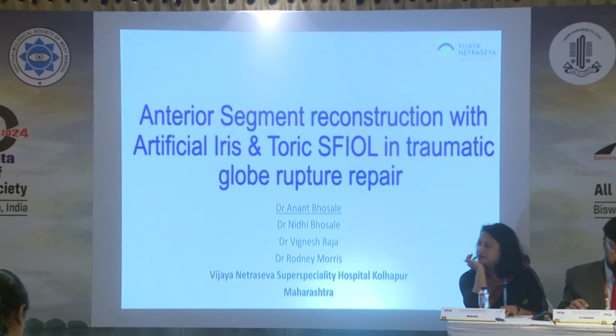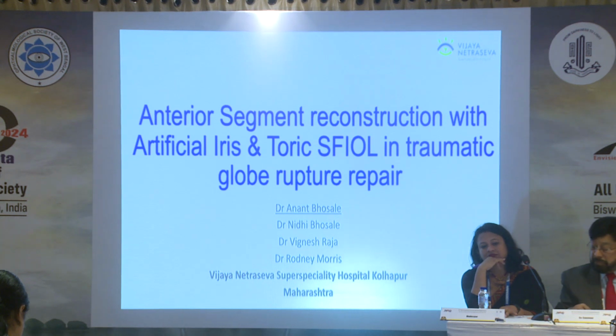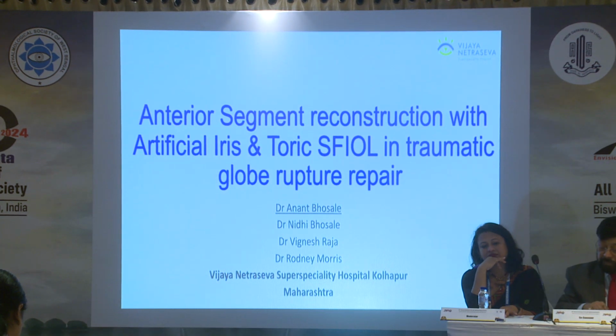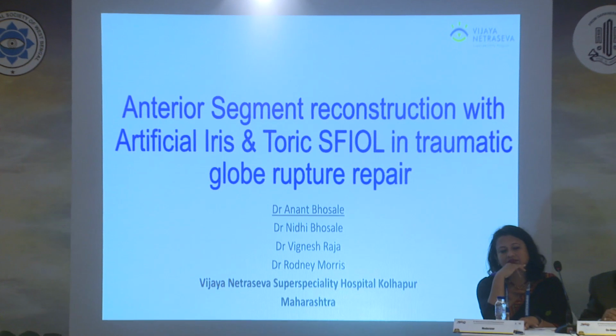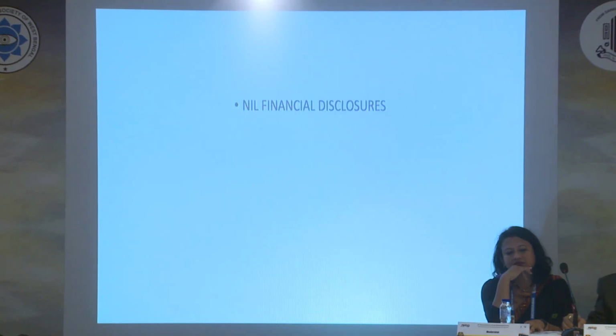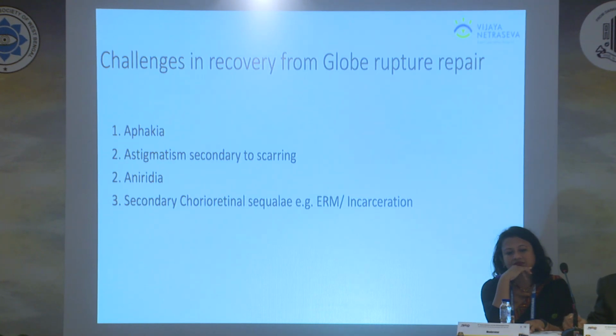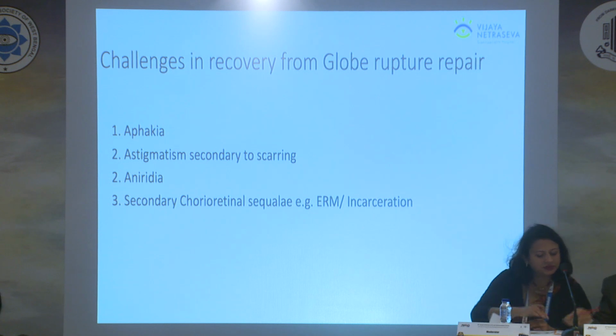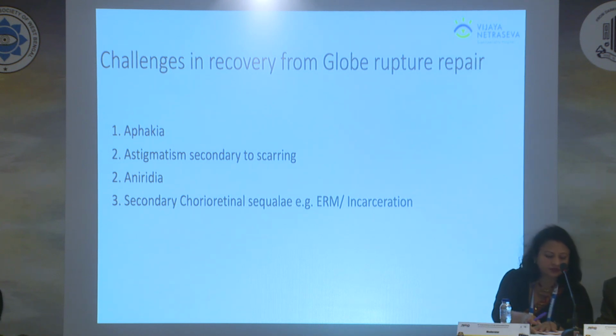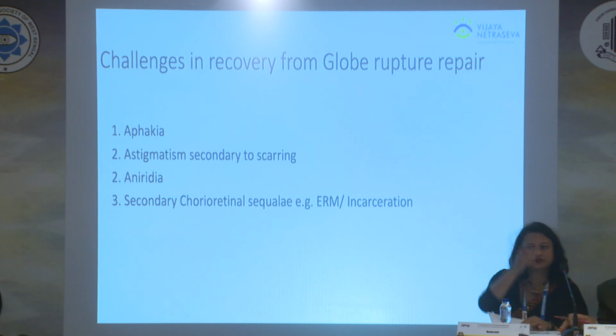Good afternoon, everybody. I'll be presenting a case on anterior segment reconstruction with artificial iris and a toric scleral fixated lens in a case of traumatic globe rupture repair. I don't have any financial disclosures pertaining to this case. The challenges in the recovery of globe rupture repair are aphakia, astigmatism secondary to the scarring of the cornea and the sclera, aniridia, and secondary choroidal sequelae like retinal membrane formation and incarceration of the retinal tissue.